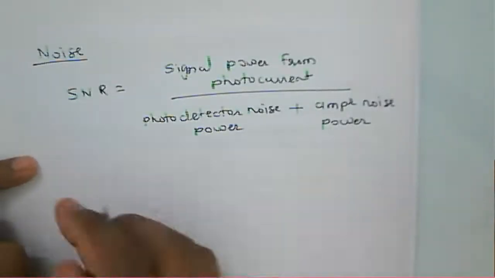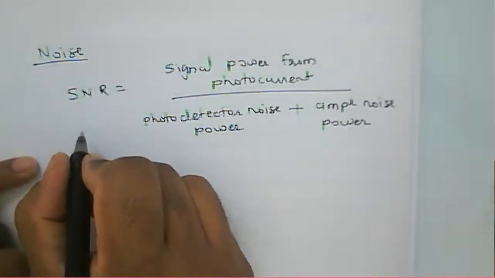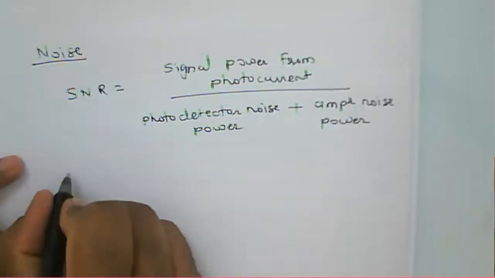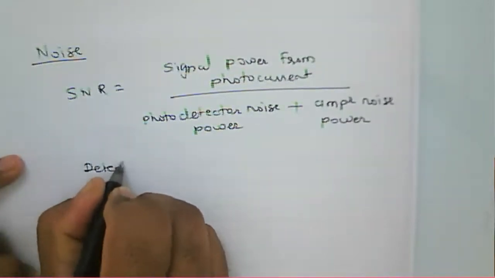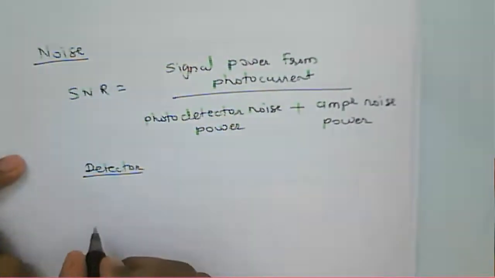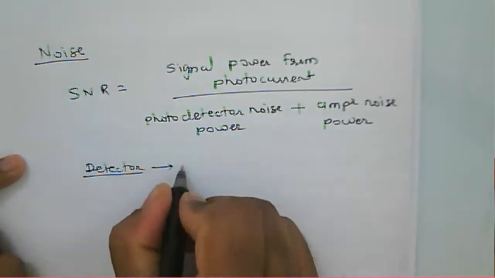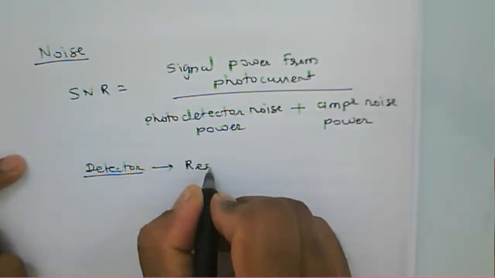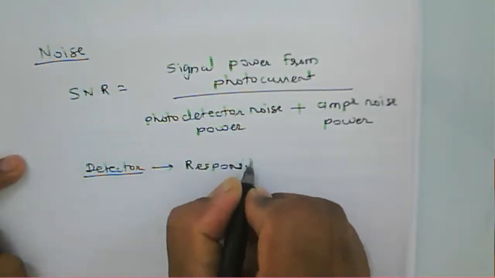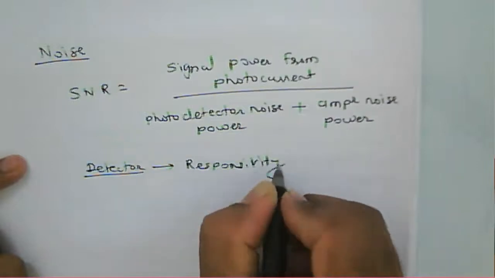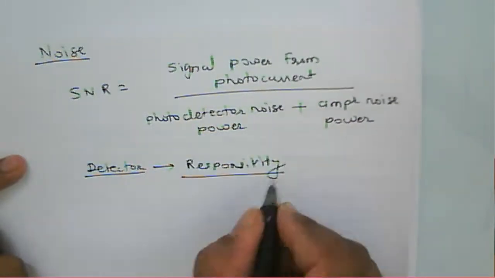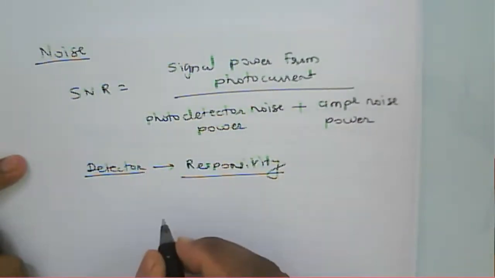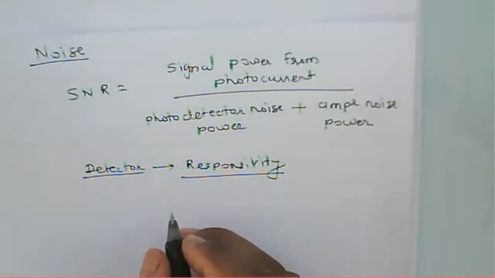Now this one is nothing but a signal to noise ratio, because generally we say that for the detector requirement, responsivity, that term we said earlier. Responsivity: for a given particular photon of energy, how your detector will work, that is nothing but a responsivity.